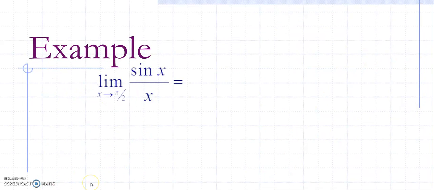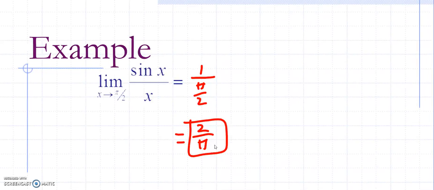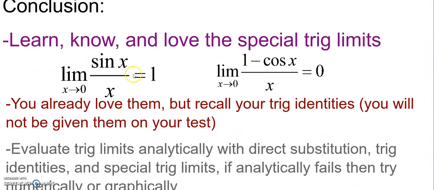All right, last one. Try this on your own. Pause the video. Unpause when you're ready to check. All right, this one we can do direct substitution. Hopefully that's what you did. Just plug in pi halves. Sine of pi halves is 1. Unit circle, x is just pi halves. So 1 over pi halves is 2 over pi. Fantastic. Don't forget about direct substitution.